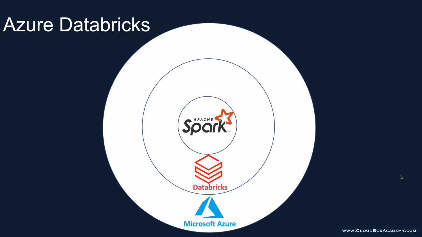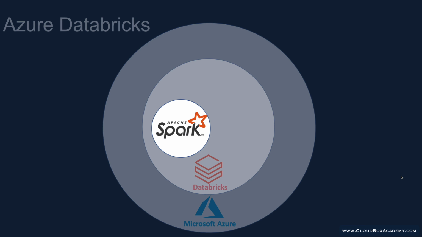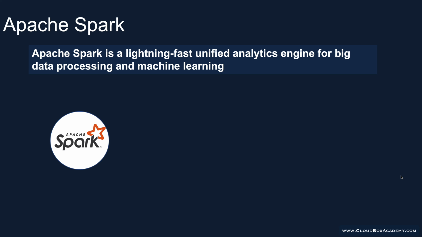So let's start with a brief introduction to Apache Spark, and then we'll look at the additional services offered by Databricks and Azure. At a higher level, Apache Spark is a lightning-fast unified analytics engine for big data processing and machine learning. It was originally developed at UC Berkeley in 2009 and open-sourced in 2010 under BSD license. In 2013, it was donated to Apache Software Foundation and has seen significant adoption since. It's been used by internet giants such as Yahoo, eBay, and Netflix for large-scale data processing on multiple petabytes of data on clusters of thousands of nodes.